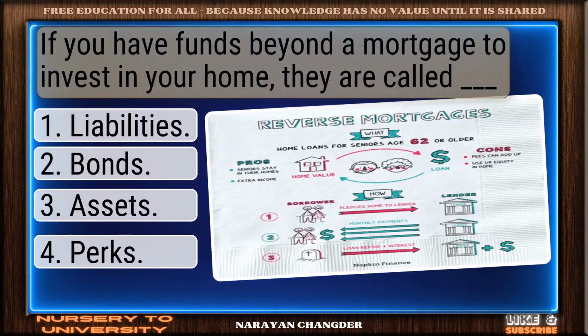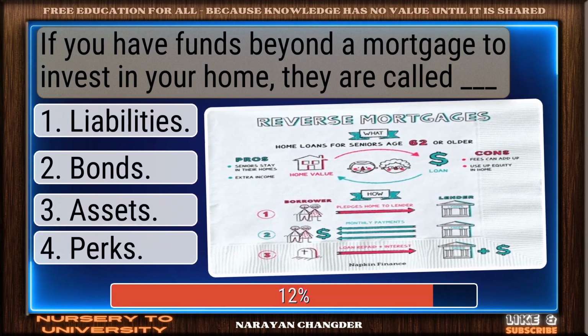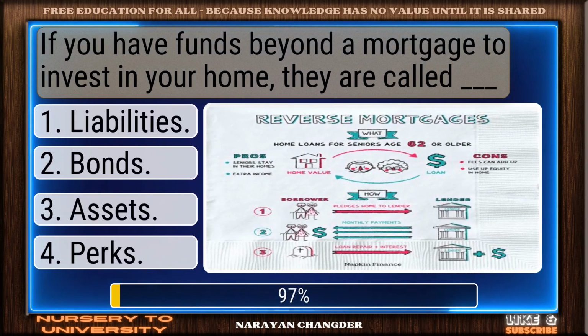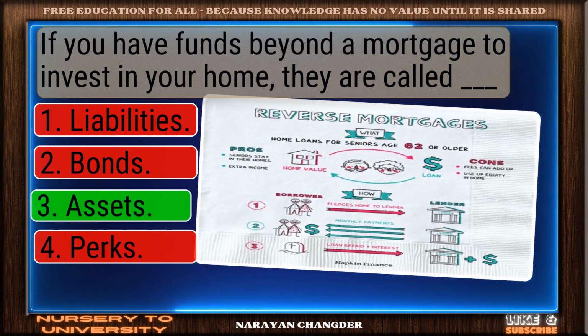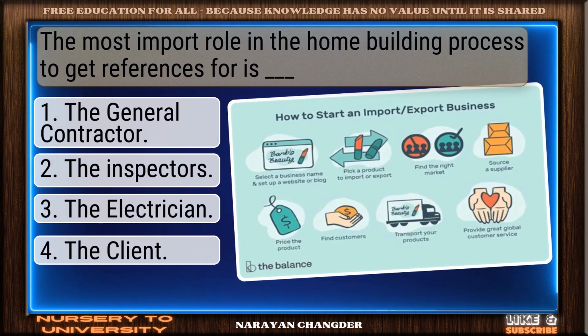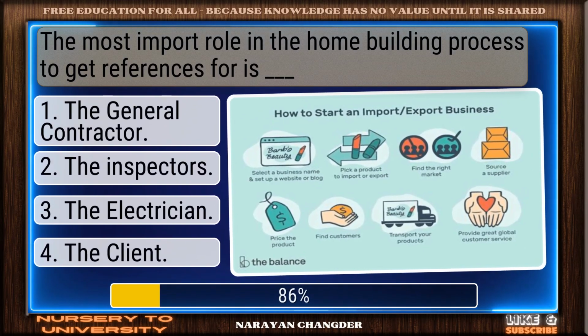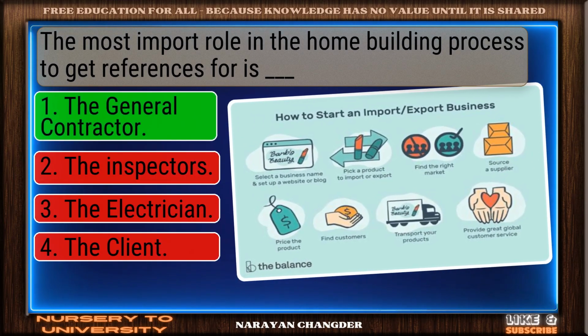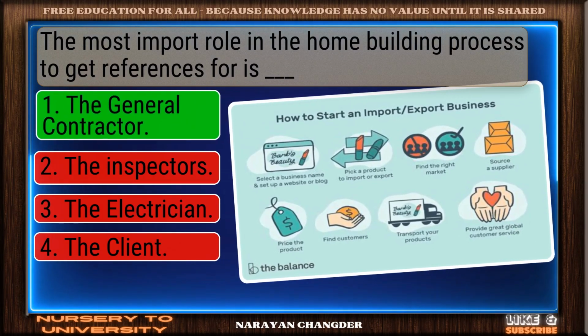If you have funds beyond a mortgage to invest in your home, they are called dash. Exactly. Assets make sense, and it is the right choice. The most important role in the home building process to get references for is dash. Well picked. The general contractor is the correct answer.